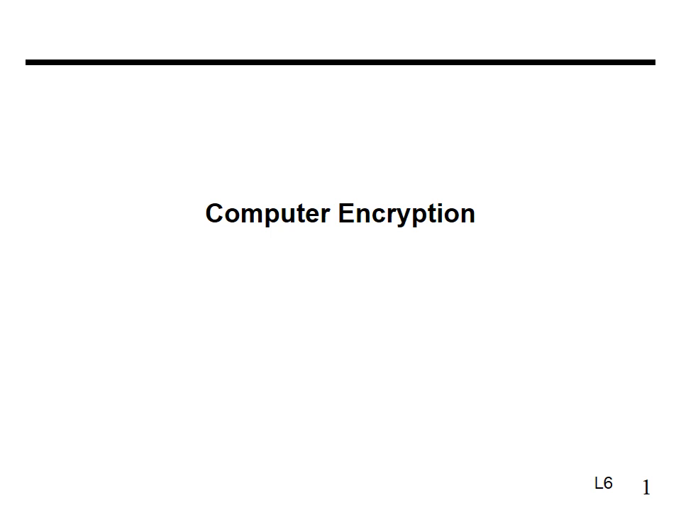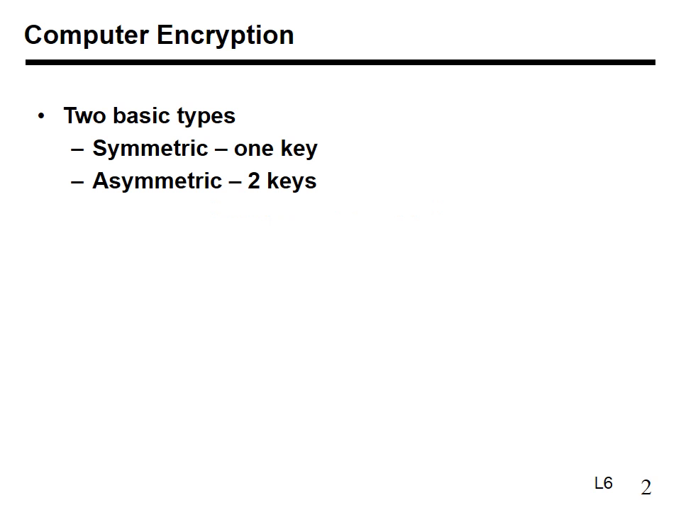Okay, so let's talk a little about how computers encrypt info. There's two basic types of computer encryption. The one we're going to look at is called symmetric. There's one key, and it's based on using logic operations like exclusive OR and transitions.